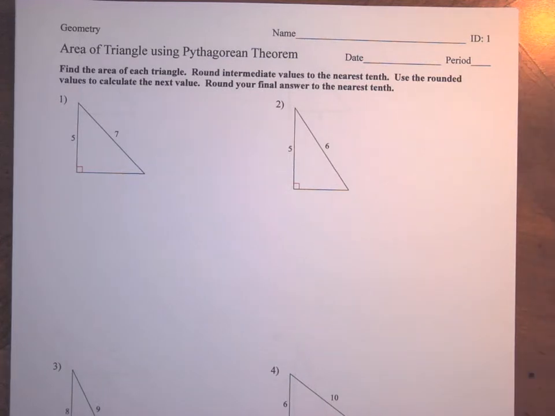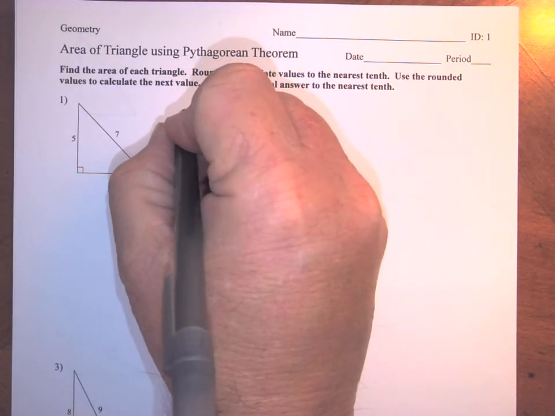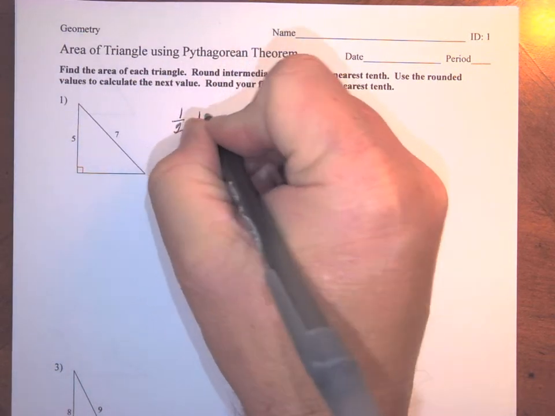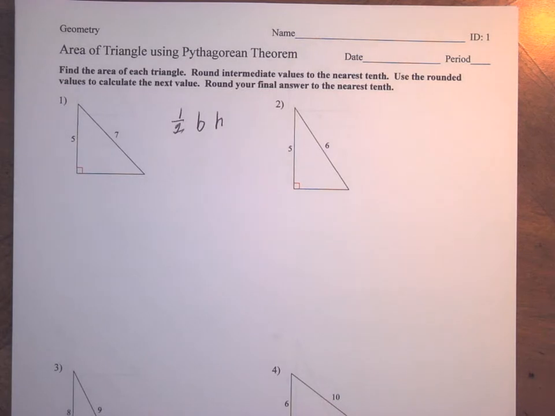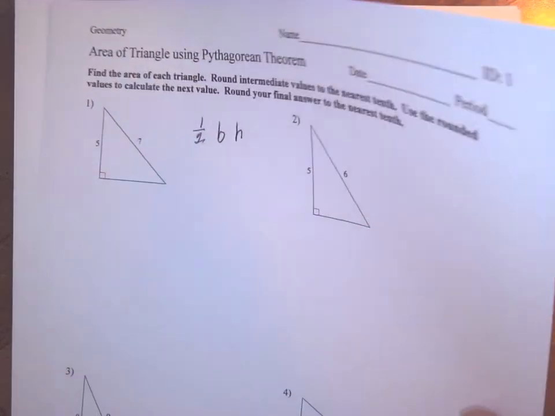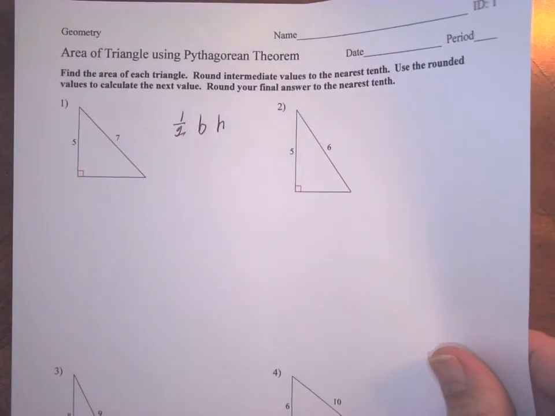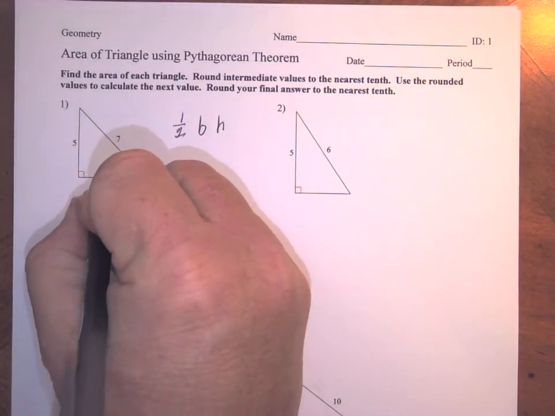And the reason we have to use the Pythagorean theorem is, if you recall, the area of a triangle is equal to 1/2 the base times the height. Okay? And in all of these examples, including the ones that I'm going to ask you to do, we've got either the base or the height. So what we've got to do is find the other piece. So in this case, we're looking for the base.